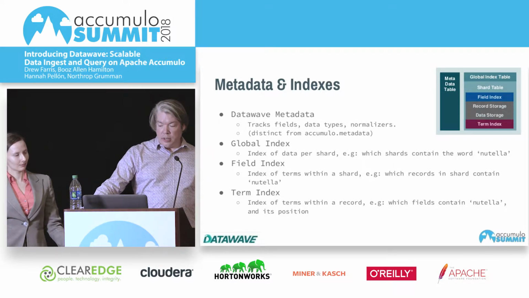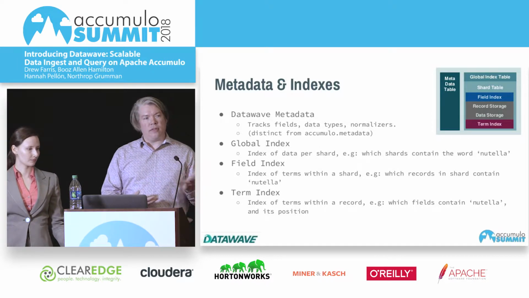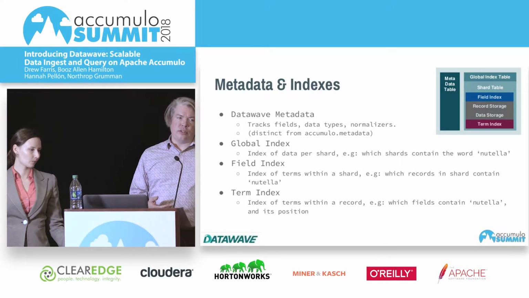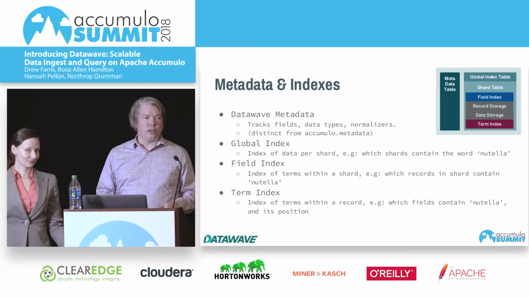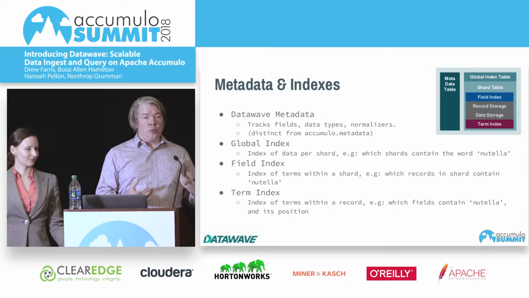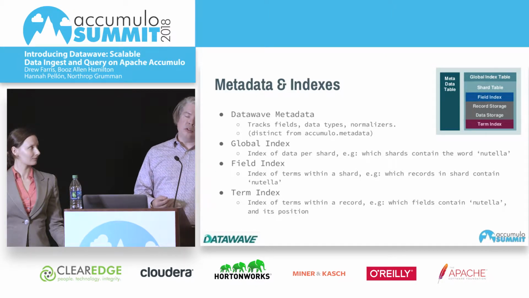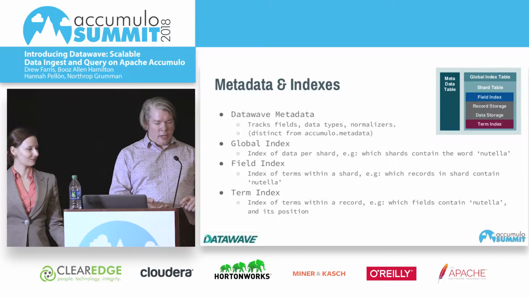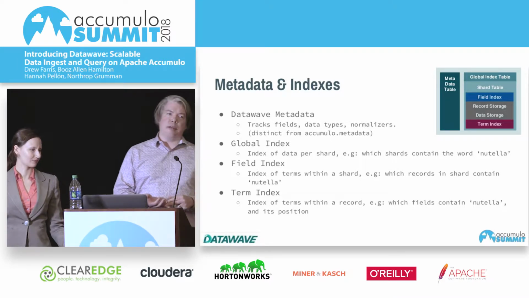Finally, you have a global index table, which is basically the list of all of the values that are stored and which fields they're stored in Datawave, pointing to the shards that they appear in. So if I'm going to search for the word Nutella, it's going to tell me which shards contain the word Nutella. Very often when queries are being executed, we'll hit the global index first. That'll tell us what shards we need to dive into, but it'll also help us from a query planning perspective.